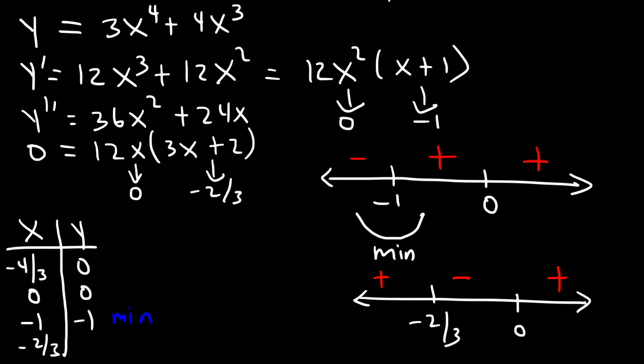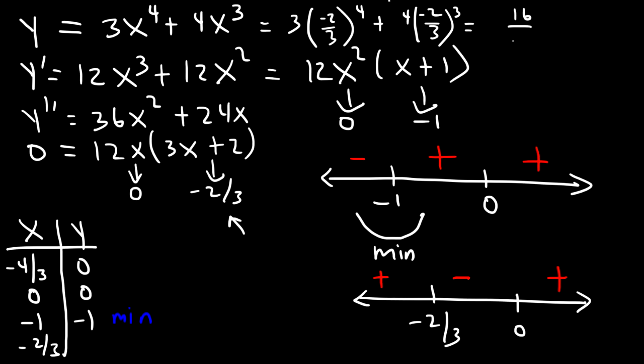But before I do that, let's find a y value when x is negative 2/3. So that's 3 times negative 2 over 3 raised to the 4th power plus 4 times negative 2 over 3 raised to the 3rd power. So negative 2 to the 4th power is 16. 3 to the 4th is 81. And 3 divided by 81, that's going to be like 1 over 27.